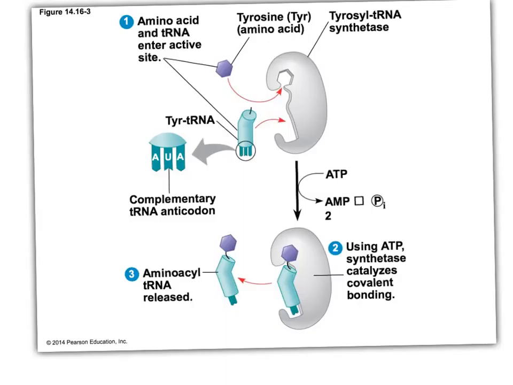64 minus the 3 stop codons, so 61. We need at least 61 different enzymes, because you're going to add whatever amino acid to the right tRNA, depending upon the tRNA specificity. The enzyme is specific for both substrates: the tRNA and the amino acid that is going to link to that tRNA. That ensures that the right amino acid is attached to the correct tRNA.